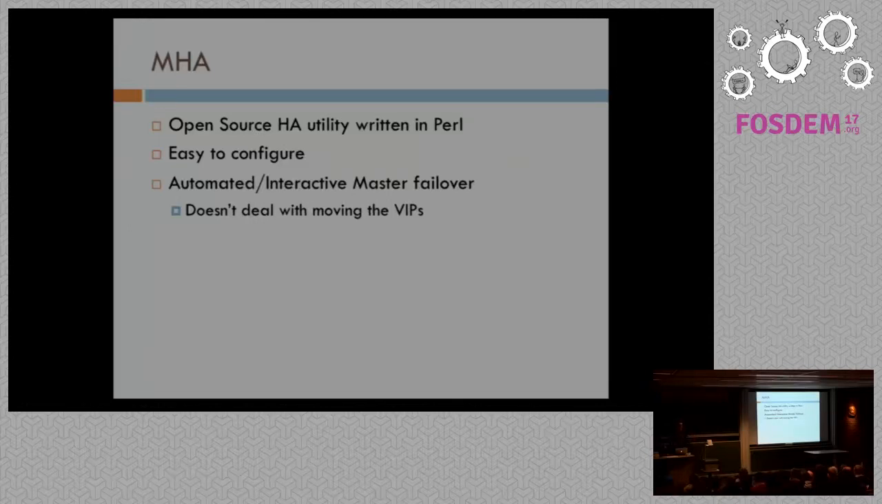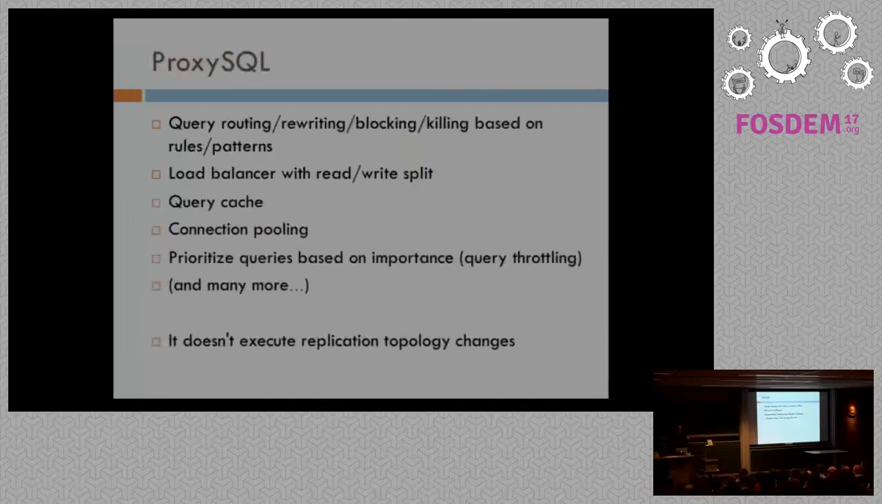And ProxySQL, thanks to Colin for the great presentation. It's a query routing, rewriting and killing tool based on rules and patterns. It's also a load balancer. You can split reads and writes. It can be used as a query cache and supports connection pooling. You can prioritize queries based on importance, and it supports many more things. But what it doesn't do is execute replication topology changes, which is what MHA does. So they are really a good pair because of this.